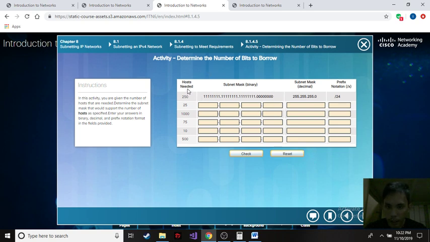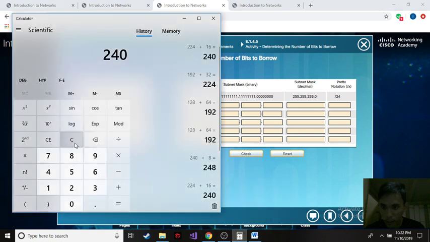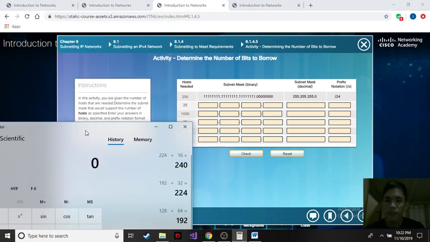So here we are given 25 hosts needed. In this activity, you should remember the formula 2 raised to n, where n is the number of bits to be borrowed. So for 25, we need to get a value that is higher than 25 but not less than 25. So let's proceed to the calculator and find the first number greater than 25.